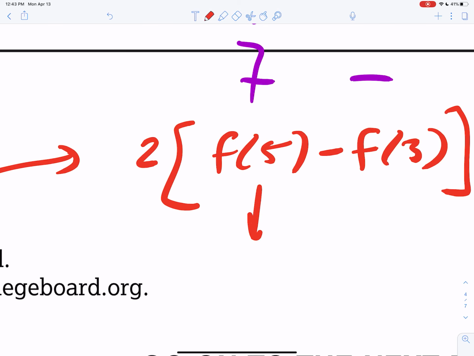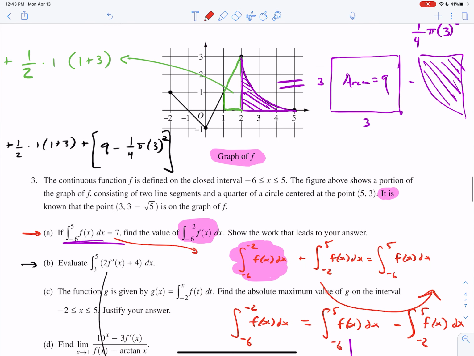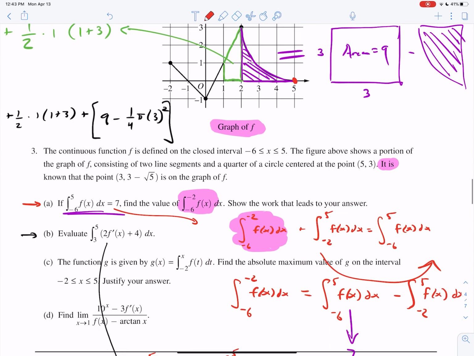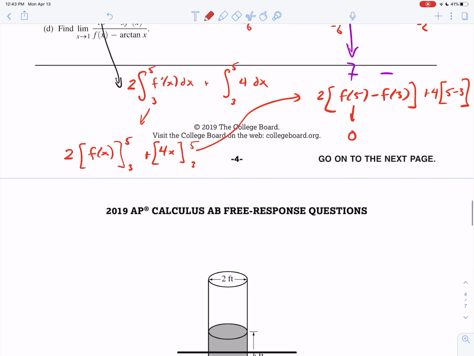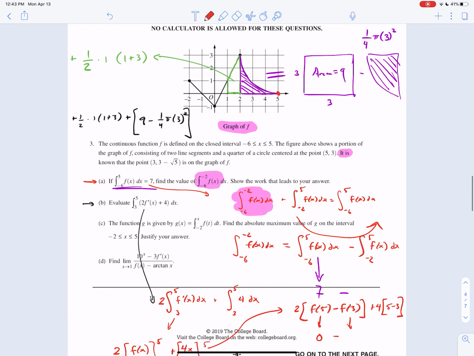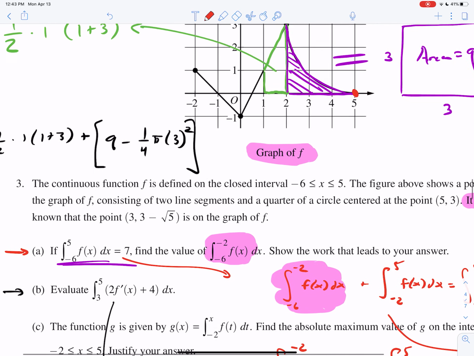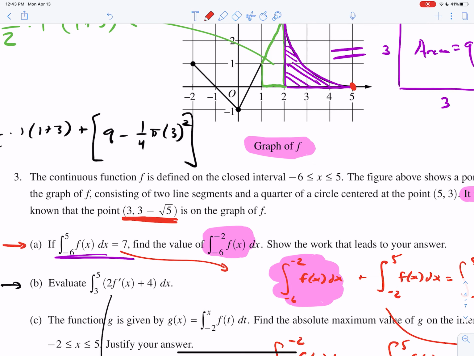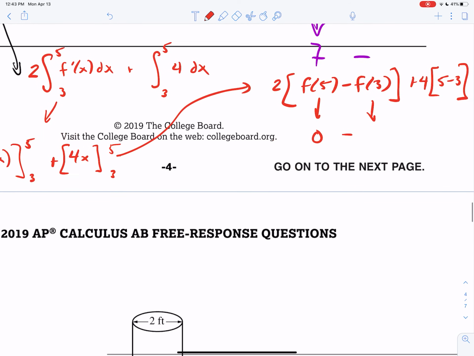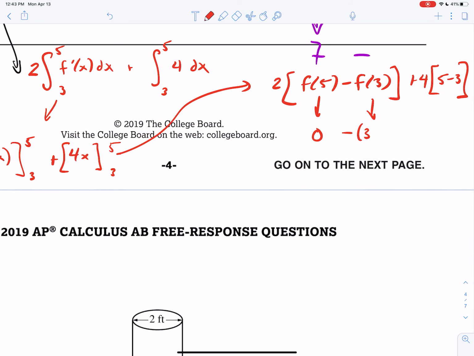F of 5, if you look at the picture, f of 5 is 0. Well, what's f of 3? F of 3 is actually given right here. They told us at the very beginning that at 3, the value is 3 minus rad 5. 3 minus rad 5. Okay?